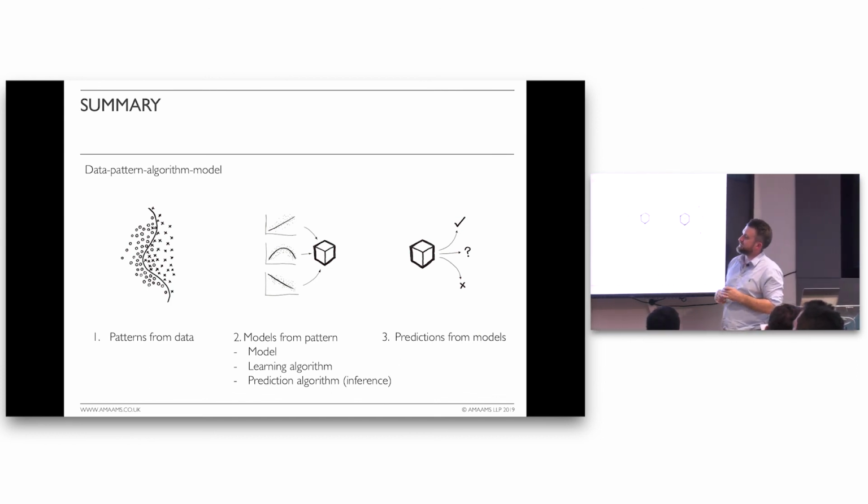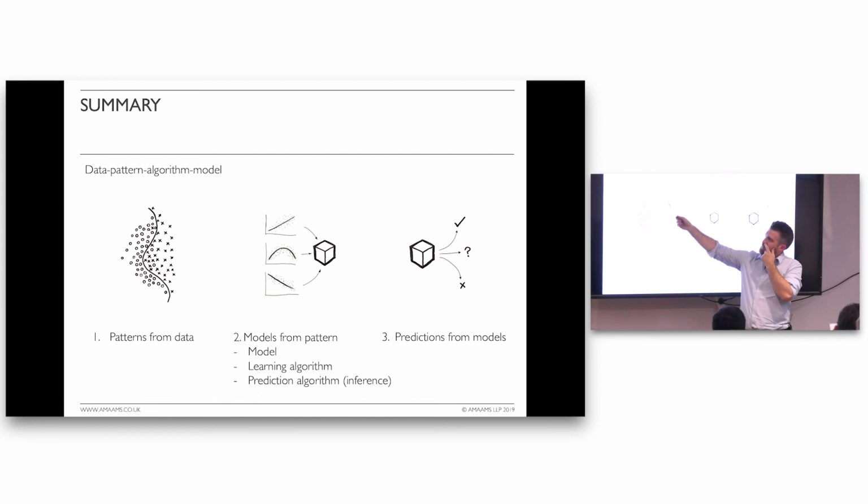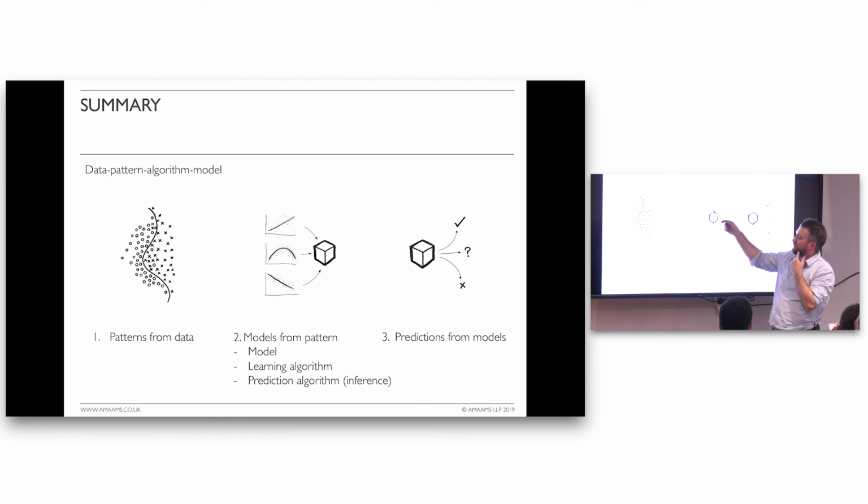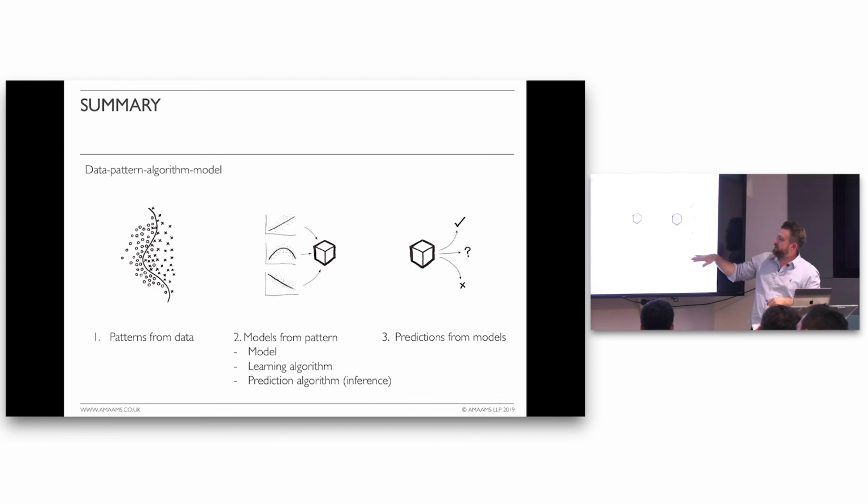Weeks 1 and 2, we're basically going data, pattern, algorithm, model. So we go from data to patterns. We try and learn a model, and there are 3 steps in learning a model. There is the choice of the model itself: what's the probability distribution, what's the parameterization? Then there are 2 algorithms, a learning algorithm and a prediction one. And ultimately, we get predictions from those models.